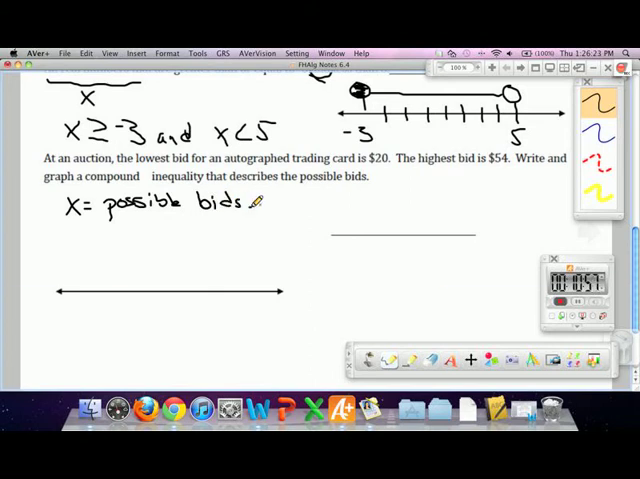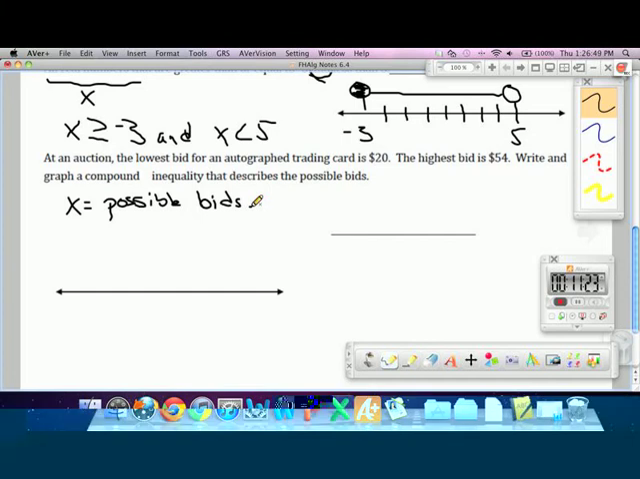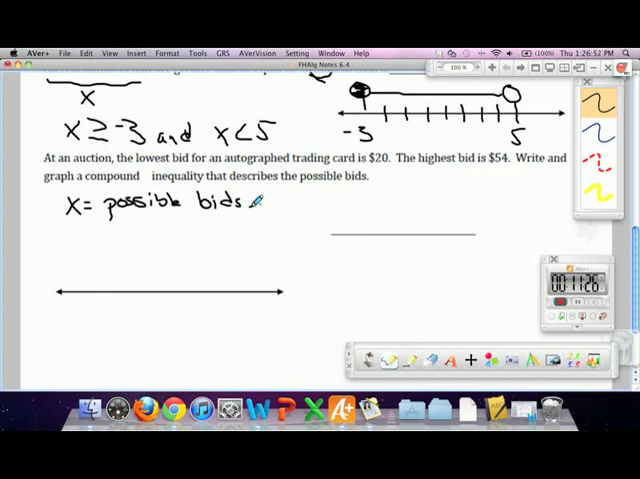Should this be an or inequality or an and inequality? And. Why an and? Lowest and highest. What did we say and inequalities are another name for? A between inequality. Are the possible bids going to be between 20 and 54, or are they going to be outside of those, like higher or lower than those? Between them. So in our situation, if we're going to pick numbers between two others, we're going to have an and inequality, or a between inequality.